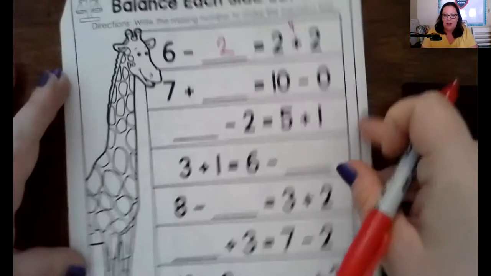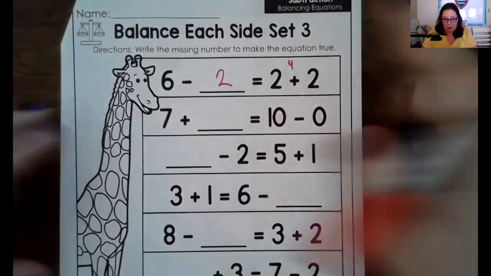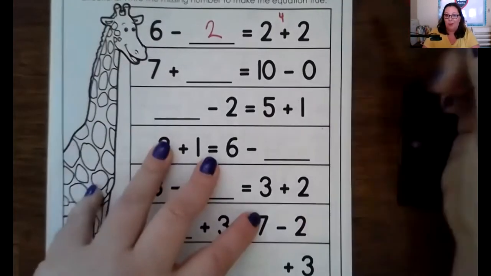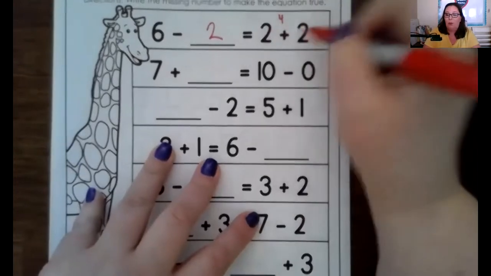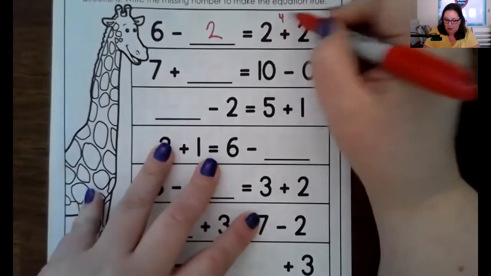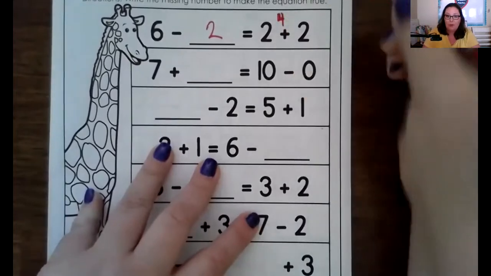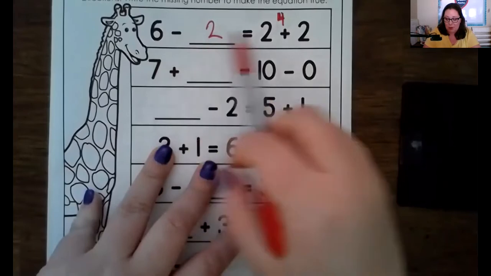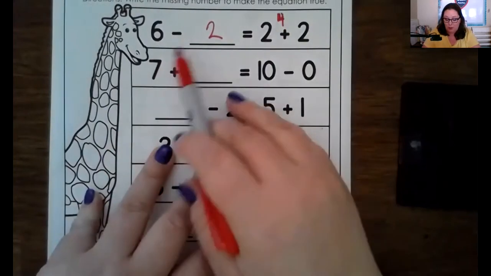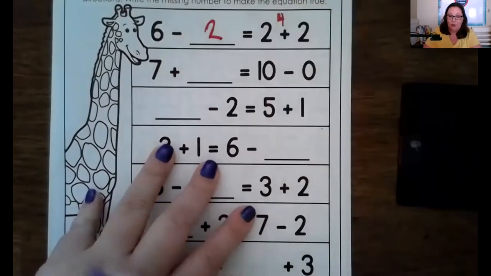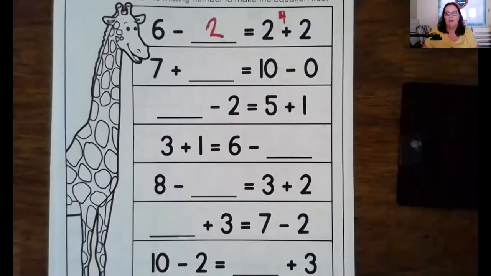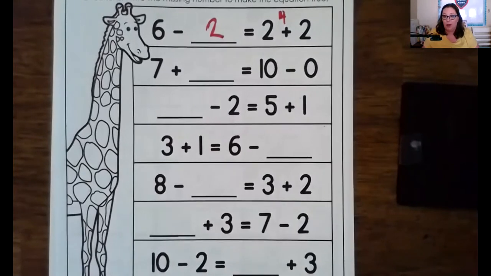All right, and then this page is balancing equations. We've done this a couple of times, so you should be pros at this. Remember my tip, find out what the completed side is first. 2 plus 2 is 4, because that tells you what you're trying to get over here. 6 minus what would give you 4? For this one, 6 minus 2 equals 4. Okay, you've got this. I'm confident you should be.